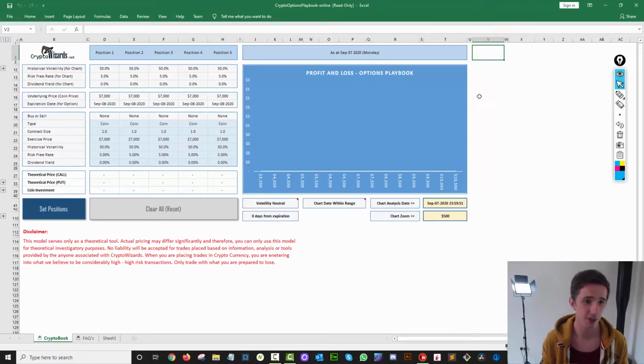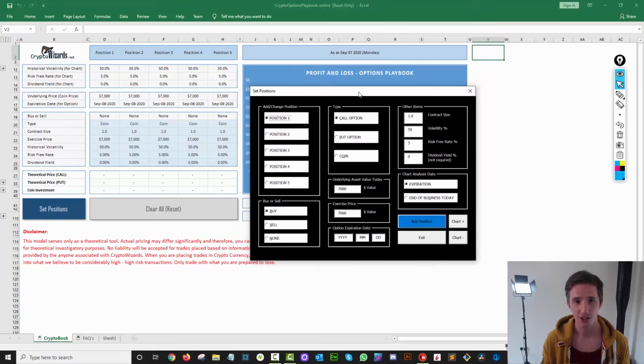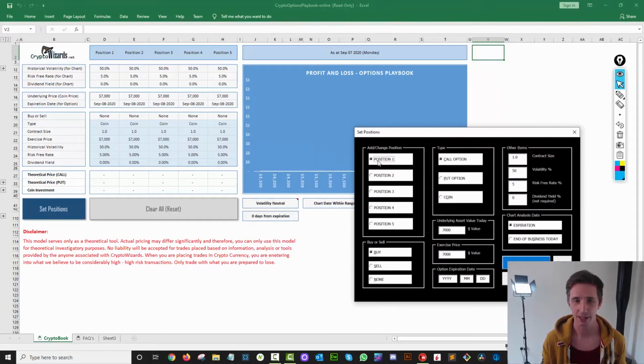Let's get into it. So the first thing we want to do is go and place a pretend trade. So in this window here, I'm going to select position 1 and I'm going to buy an option. And I'm going to buy it because I've selected buy over here, and I'm going to buy a call option. Now, what is a call option? What does that mean? Let's do a quick recap or a crash course for anyone who's new to this.